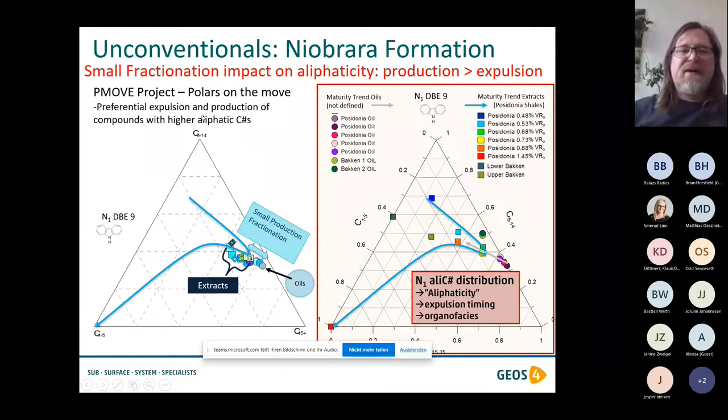That fractionation impact on aliphaticity is much smaller and can be seen here in this ternary diagram featuring the aliphatic carbon number distribution. And we see directly that more or less all fluids plot in the same field. Only the oils are perhaps shifted a little bit to higher aliphaticities. So we can assume a small production fractionation effect with the preferential production of compounds with higher aliphatic carbon numbers.